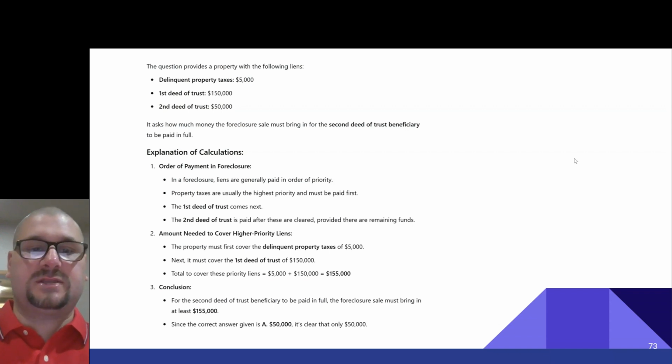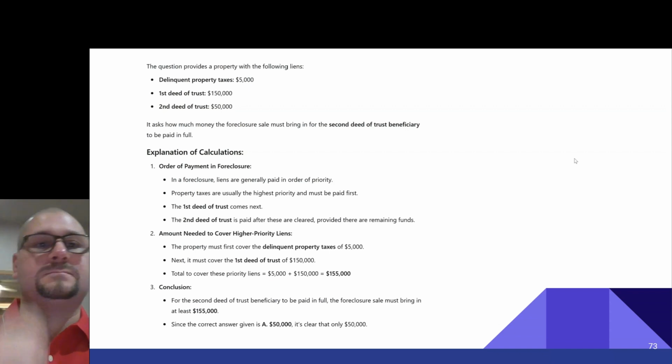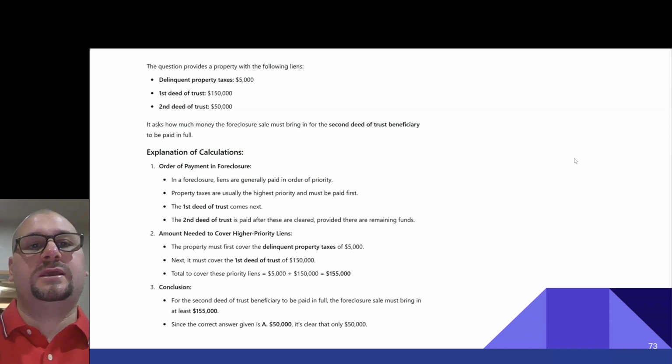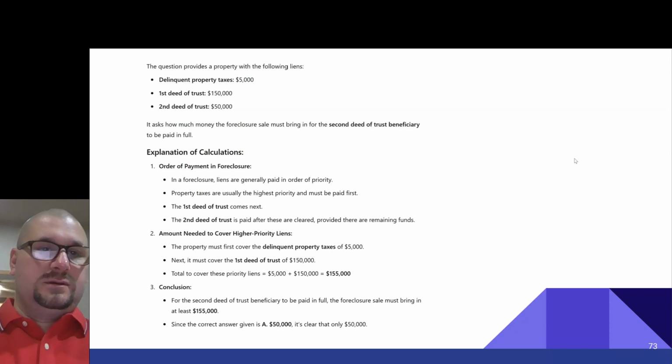Since the correct answer given is A, $50,000, it's clear that only $50,000 needs to be brought. You have to pay your property tax first, which is $5,000. Then you pay the first deed of trust, $150,000. So it needs to bring in at least $50,000. It asks how much money the foreclosure sale must bring in for the second deed of trust beneficiary to be paid in full. Well, at least 50 grand.